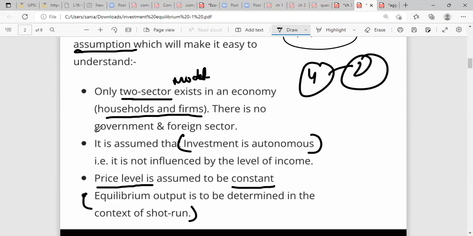Okay. Then you will write investment is autonomous, like investment is not determined by, not dependent on income. Then you will write price level is constant. And last one, equilibrium output is to be determined in the context of short run and not in the long run. Clear?